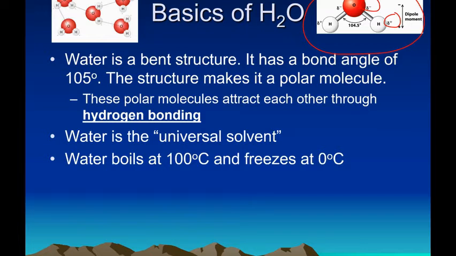So with that bent structure, and also with that partial positive and partial negative, what happens is you have hydrogen bonding. So if you look at this diagram over here on the left, you can see that there's this really strong attraction between the partial positives on hydrogen and the partial negatives on oxygen. And so you end up having hydrogen bonding. And so this allows water to have a lot of its properties.